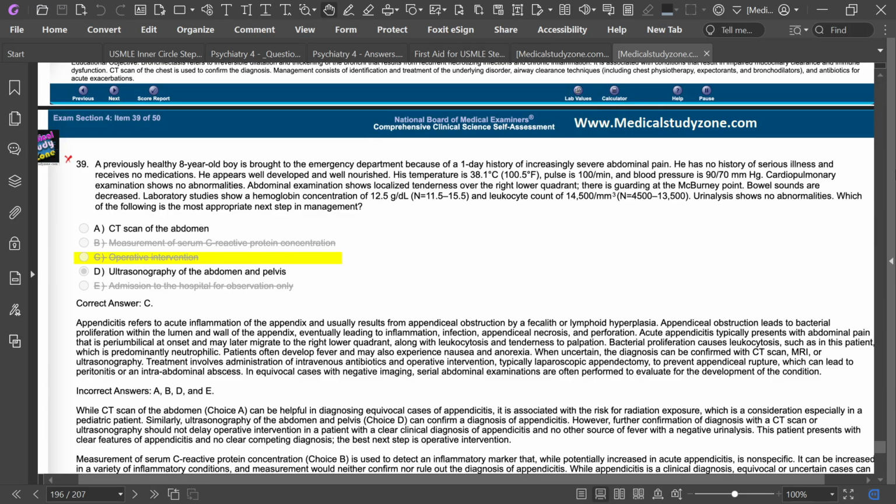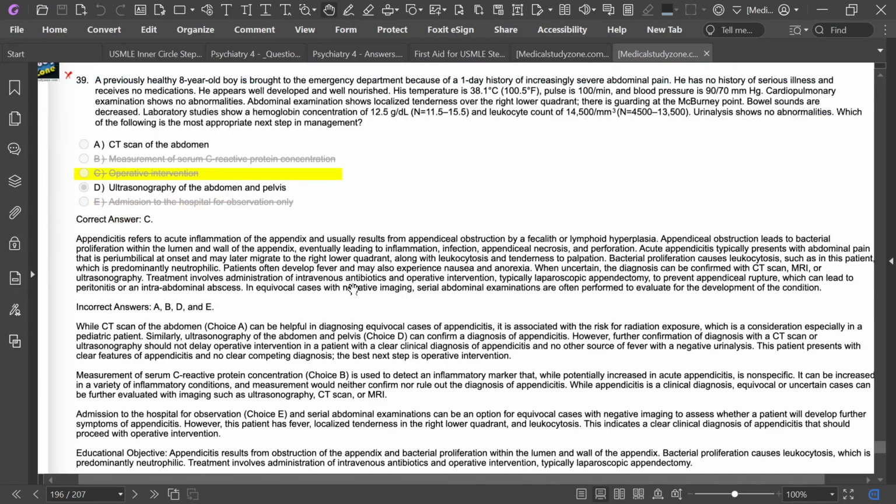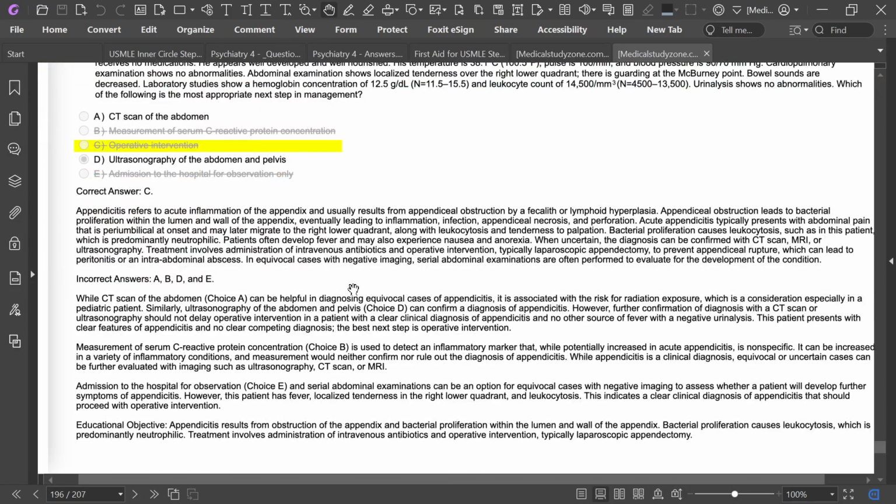Okay, why operative then? Ultrasound can be done. Oh, sorry, yeah, I had the same issue. If you read that one, it makes sense. Which one?